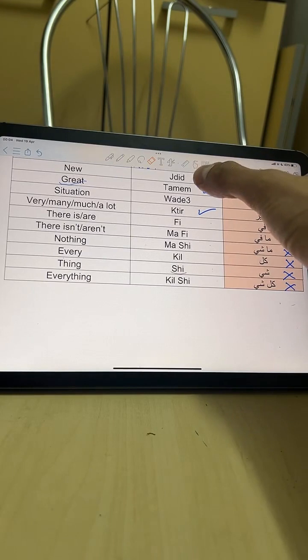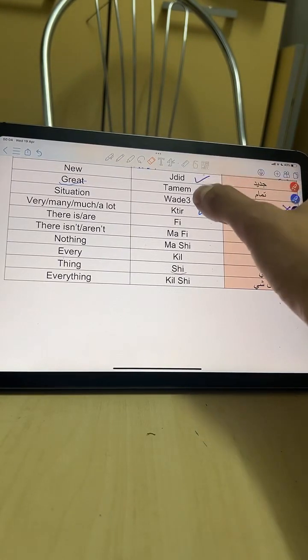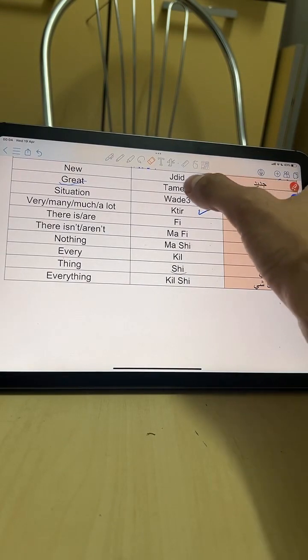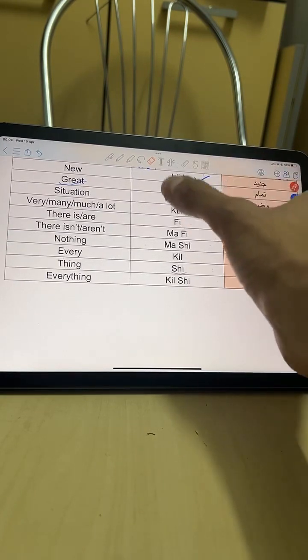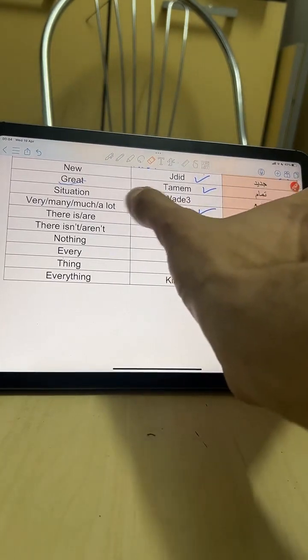Jdid, it means new. Adim, it's old. Jdid, new. Adim, old. Tamam, it means great, more like perfect, actually. Because tamma means to complete. So tamam, everything is complete. Everything is perfect. Now, the next one, wada, situation.